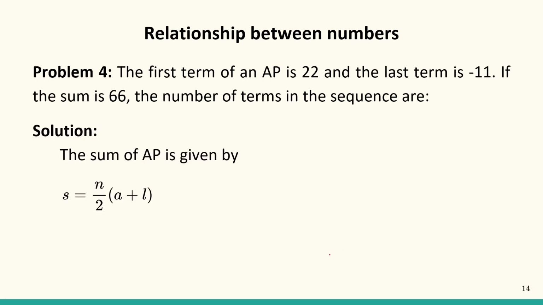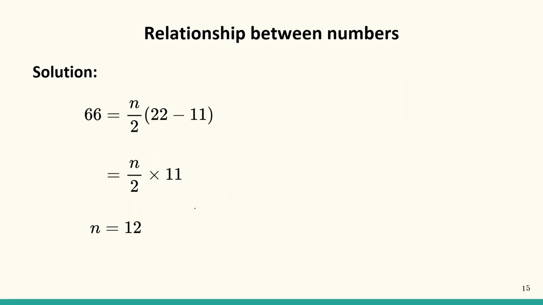So let's see. So we already know that the sum of AP is given by this formula. Here A is the first term, L is the last term. So 66 is nothing but n by 2 into 22 minus 11, so n by 2 into 11. This implies that n is equal to 66 by 11 into 2. So 6 into 2, that is 12. So this is the answer.